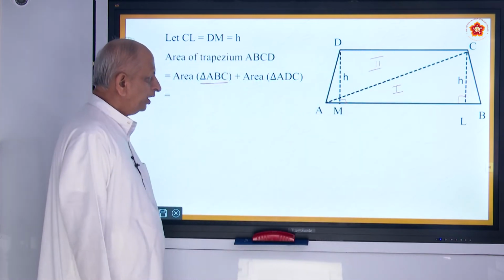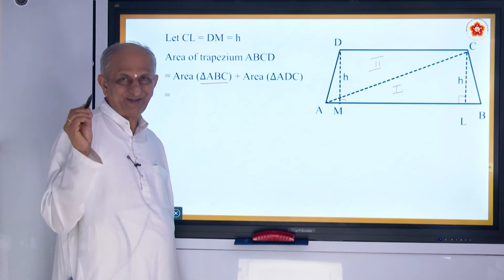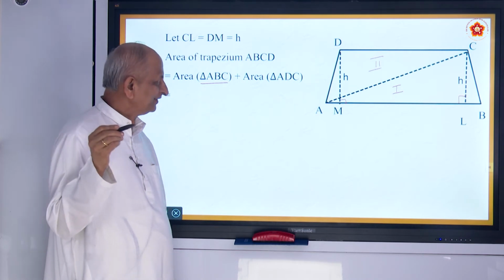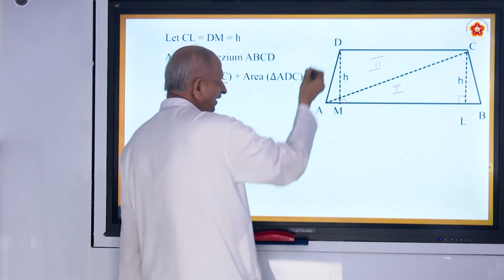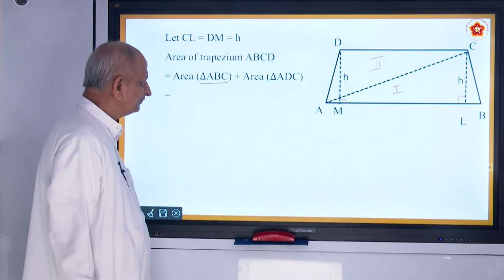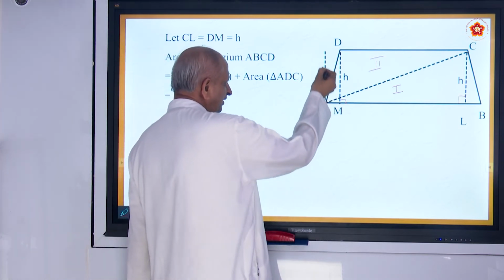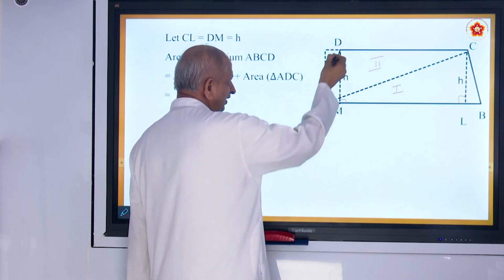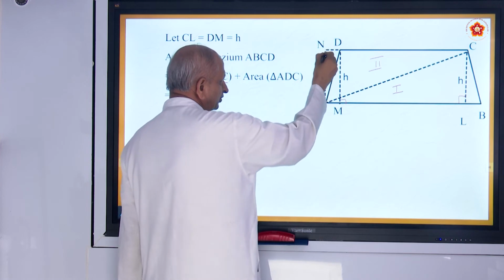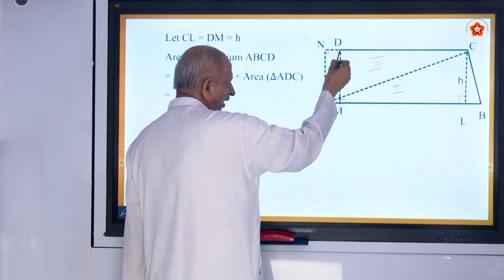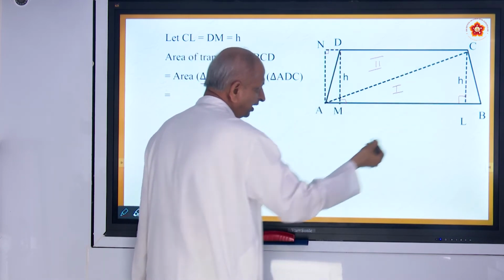Now, how to find the area of ADC? There is no height given, is it not? Because we are taking DC as a base. You must draw a height for the base DC. It can be drawn by doing a construction here. From A, draw a perpendicular and you have to produce it. And you can name it as, say, AN. So this will be the height. All of the heights are equal. AN is equal to DM is equal to CL. All are equal.